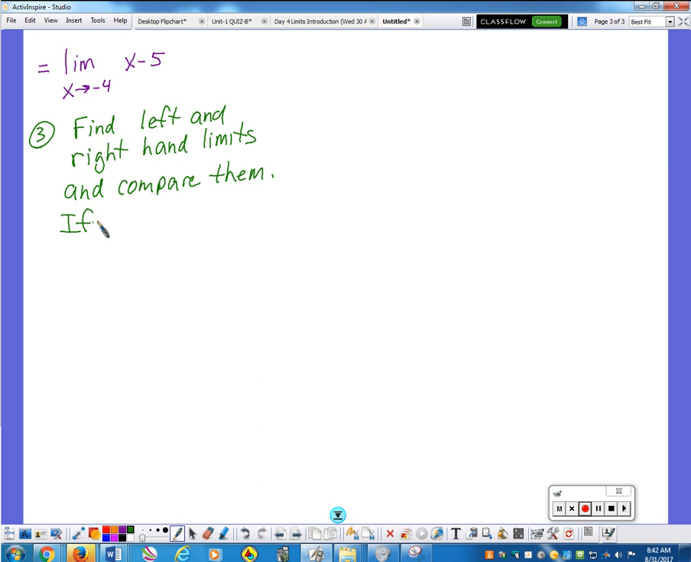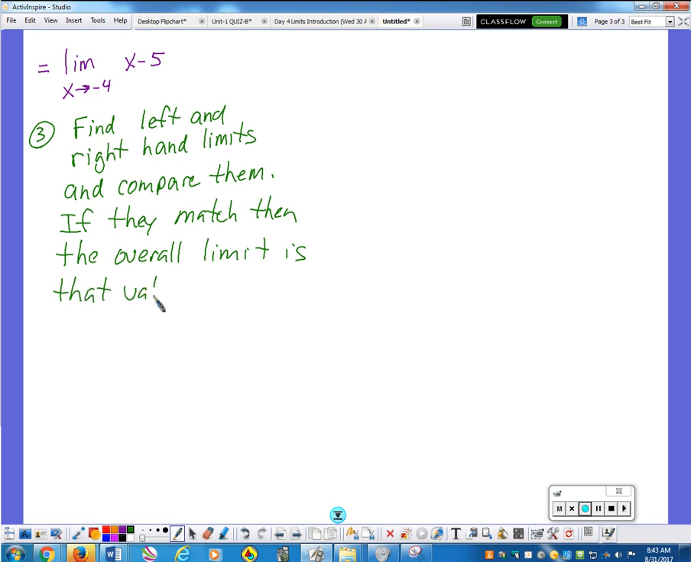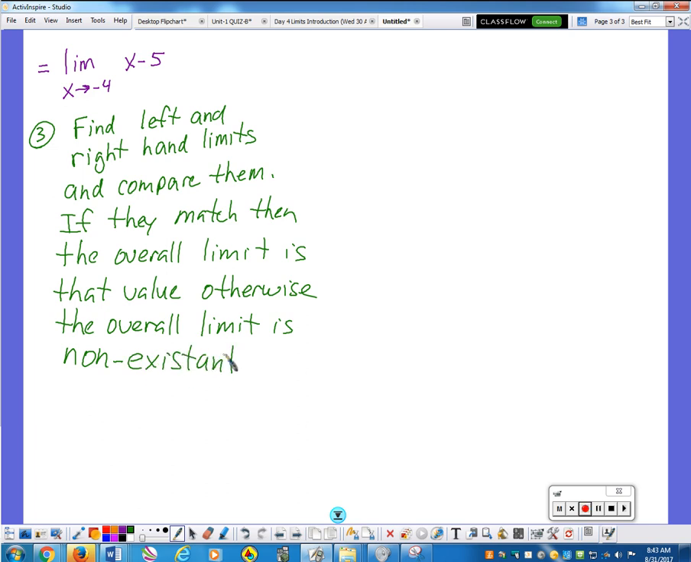If they match, then the overall limit is that value. Otherwise, the overall limit is non-existent. It's a lot of words, sorry. I'll give you time to get that written down.